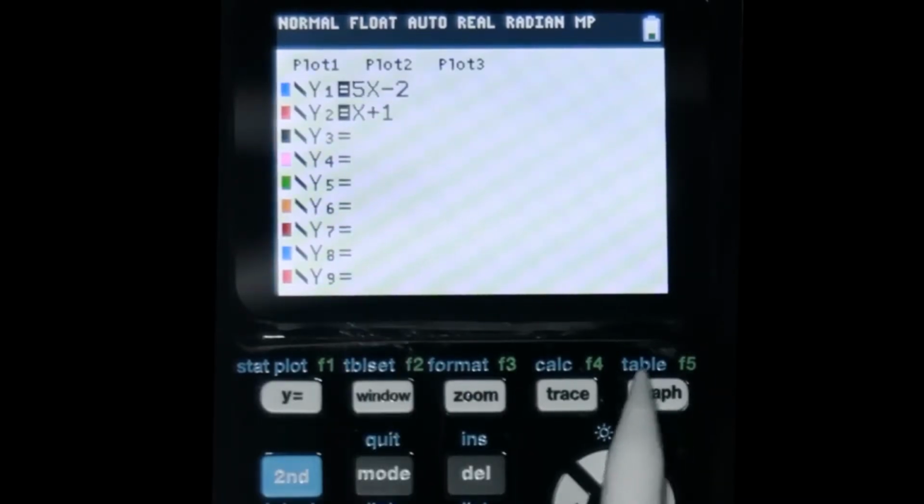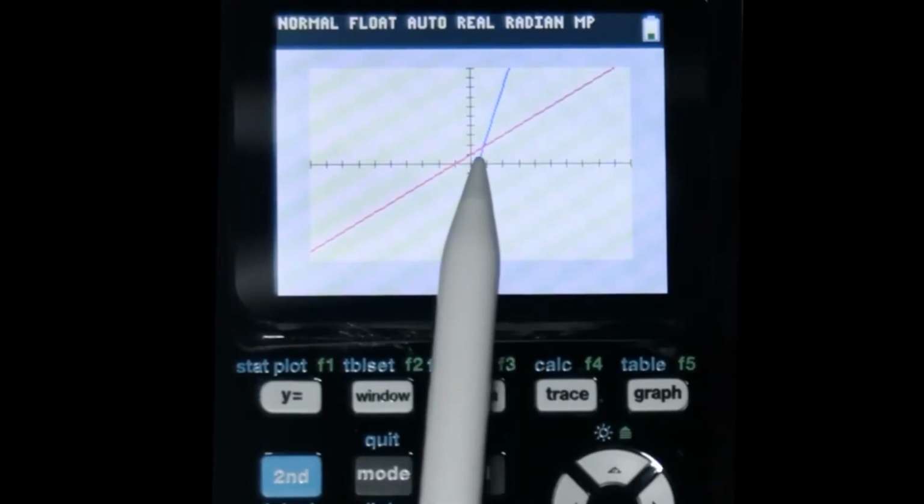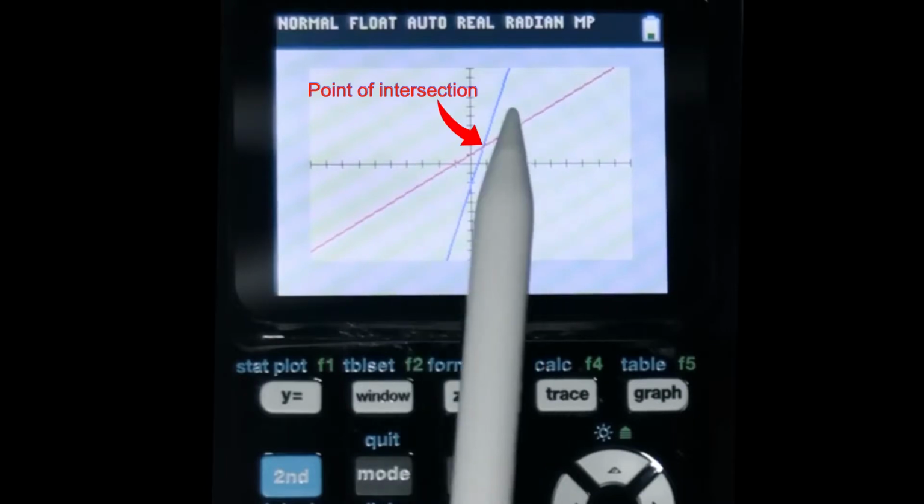I'm going to go to graph now because remember these are my functions. I'm going to graph those by pressing the graph button. With a bit of patience, you'll see that the calculator is going to graph those two functions. Really, what we're looking for is the point of intersection, which is this point here, where the two graphs cross.